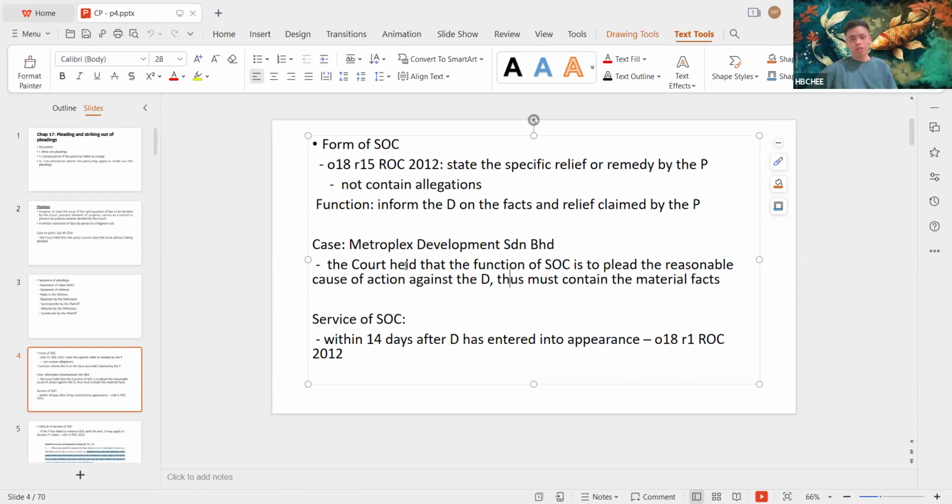So in this case, the court held that the function of the SOC is to plead the reasonable cause of action against the defendant, and it must contain the material facts. This is the point for the form of the statement of claim. After you have done your SOC, you have to serve it within 14 days after the defendant enters appearance. This is provided in Order 18 Rule 1 of your Rules of Court.